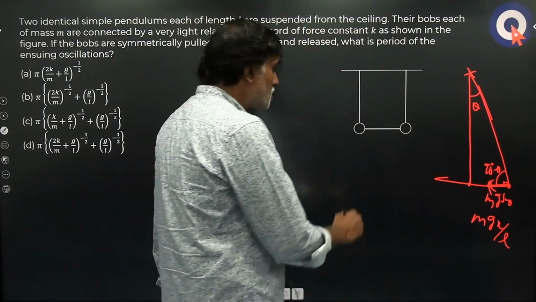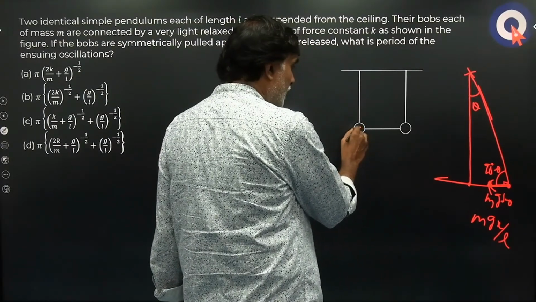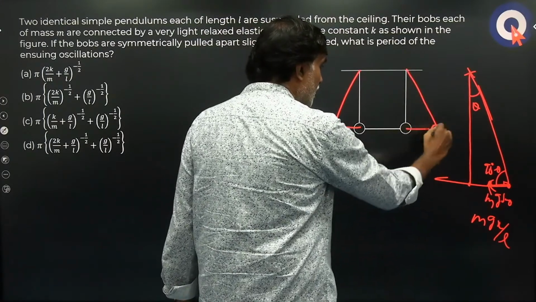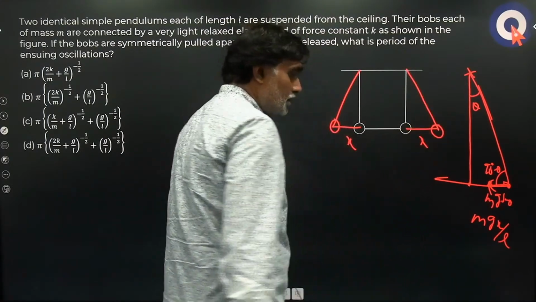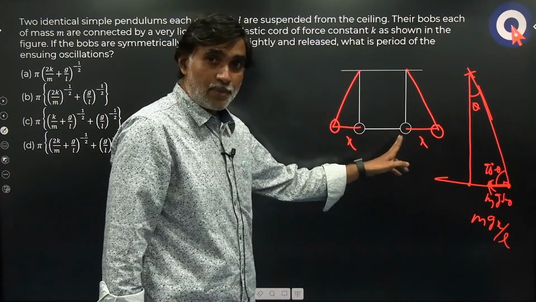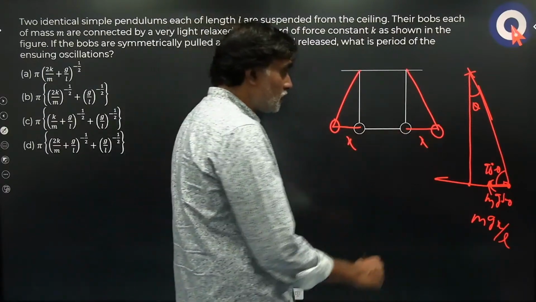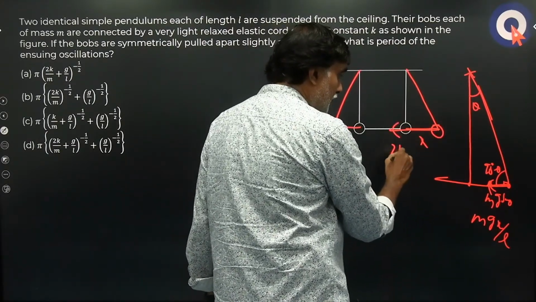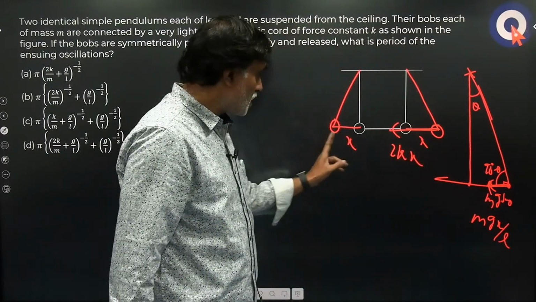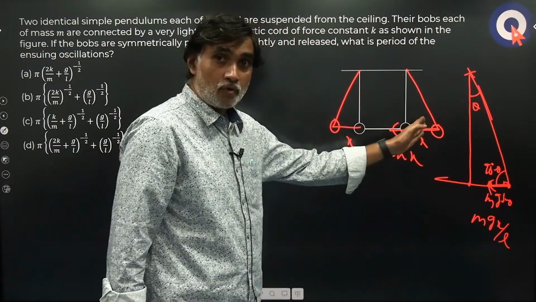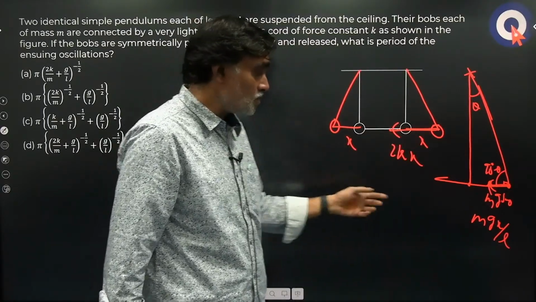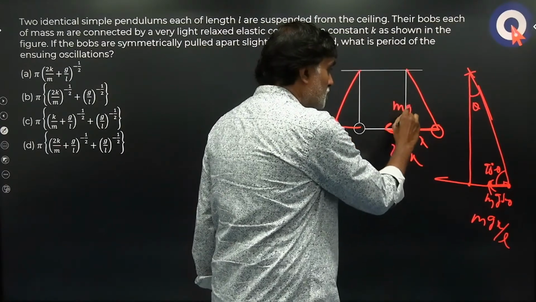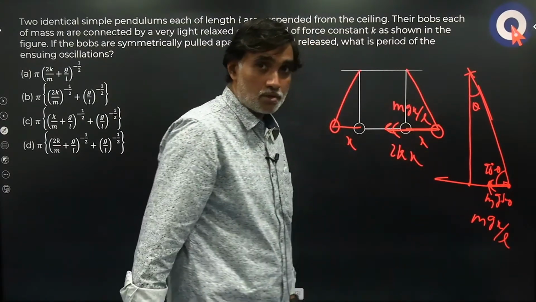Now once you displace these two slightly by x, let us say this is displaced by x, this is also displaced by x. Then the middle string is expanded by 2x. Then what is the net restoring force acting on this ball, if I take it in this direction? I will get 2kx because of this string, and the restoring force because of tension is T sin theta, which is nothing but mg x by L. What is the net restoring force?